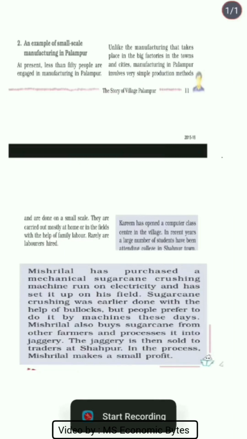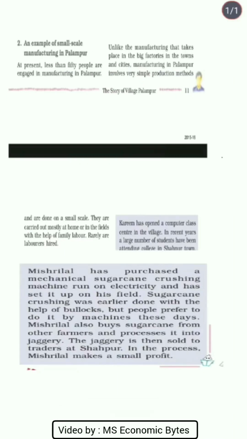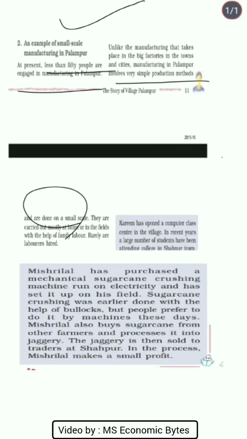In the previous video, we discussed one non-farm activity in Palampur. Today we will discuss another non-farm activity, which is small-scale manufacturing. Less than 50 people are engaged in manufacturing in Palampur. Manufacturing in Palampur involves very simple production methods and is done on a small scale, unlike manufacturing that takes place in the big factories in the cities.